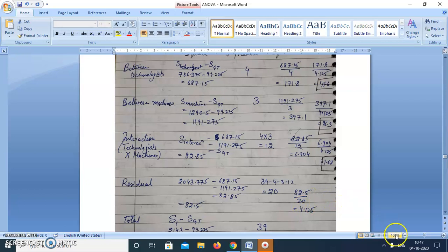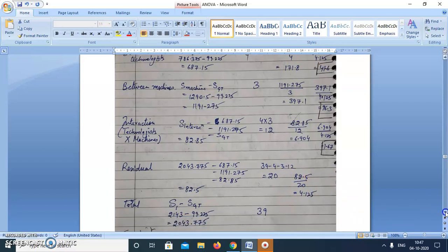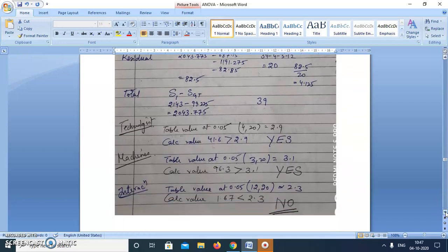Now we need to see the F table. For the F table, K1 will be 4 for technologist. For machines, K1 will be 3. For interaction effect, K1 will be 12. And K2 will be the same for all these, which is 20. So we'll see the F table and we'll try to conclude. Now in this case, the calculated value is 41.6 for technologist and the table value is 2.9.